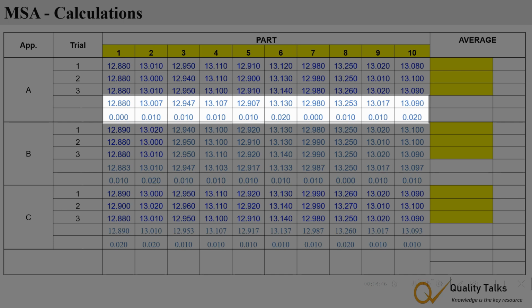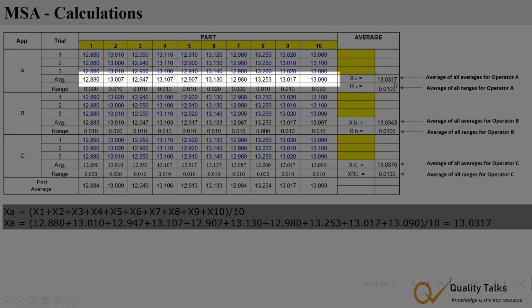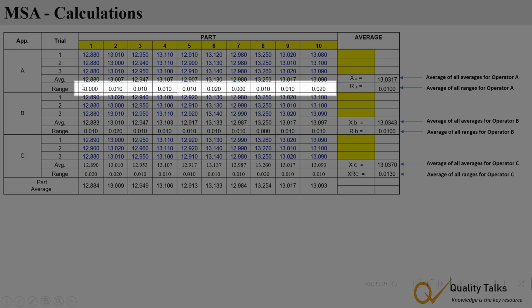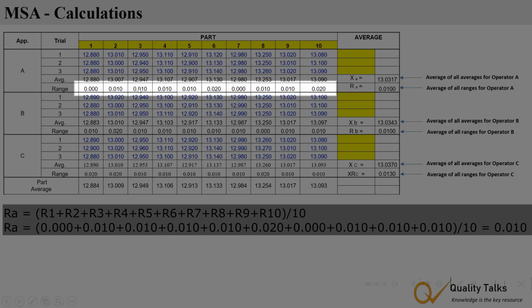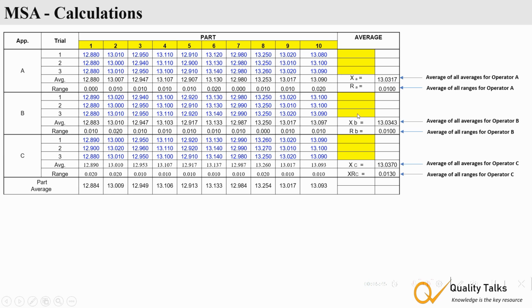In this way, we will find all the averages and ranges for inspector and part combinations. There would be 30 averages and 30 ranges. Further, we will calculate XA and RA. XA is the average of all these averages, so it is the average of inspector A. Then RA is the average of all ranges for inspector A. So all these readings divided by 10 will come as RA. Similarly, we will find out XB, RB and XC and RC.